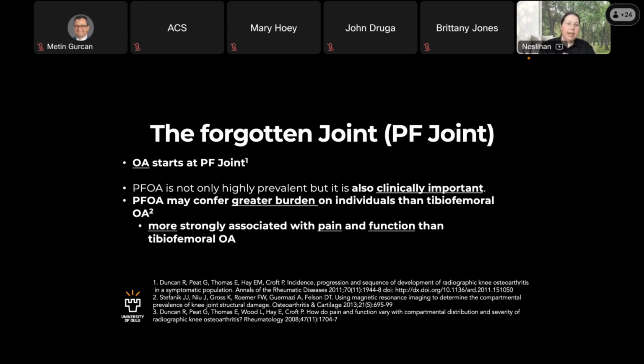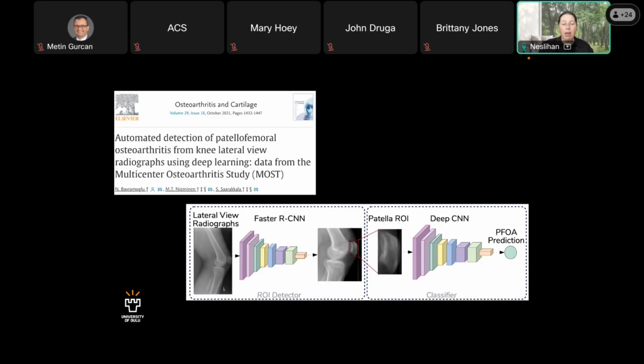Some studies indicate that knee osteoarthritis commonly begins at this joint before spreading to other areas, and this type is both prevalent and clinically important because it is associated more with pain and functional limitations than tibiofemoral OA. So therefore, because of these things, over the past few years, I have chosen to concentrate my research on this joint. So we presented the first study to automatically detect radiographic patellofemoral osteoarthritis from imaging data.